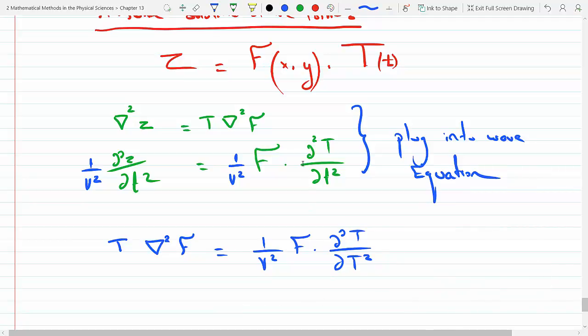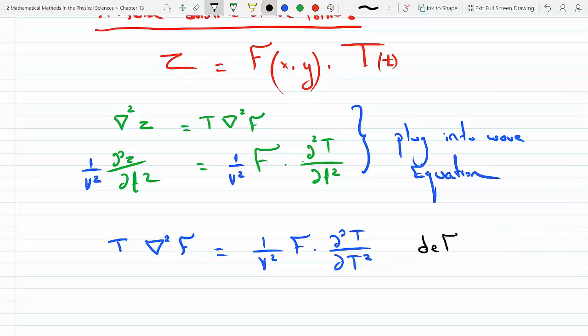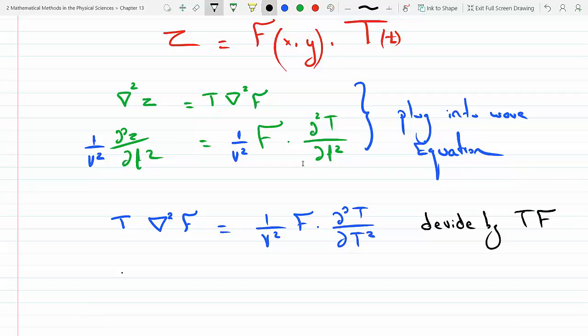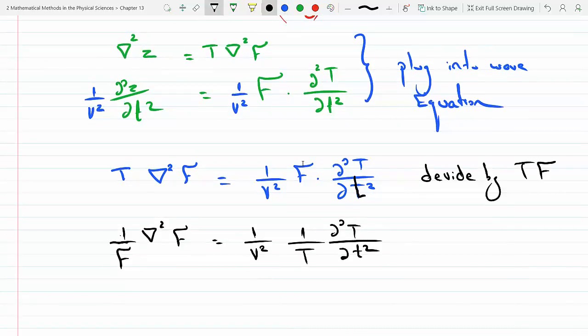And here, just to make it nicer and neater, we divide both sides by tf, which is the original z. So if I do that, the t cancels out and I get f del squared f equals 1 over v squared. Here the f cancels out and I get t, 1 over f I meant, because we're dividing. So 1 over f del squared f equals 1 over v squared times 1 over t d squared t. Oh, this is small t here, dt squared. And so this is where the wave equation is so far.